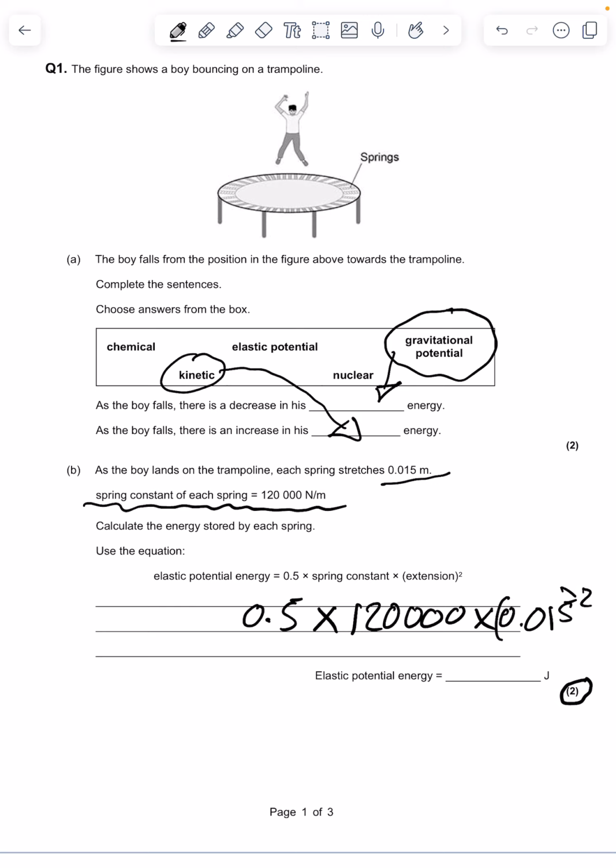So that's important that we square that extension, not square the whole calculation. If we square that, you can have a little go yourselves, and you will see it is 0.00225. So if we times this all together, you should get an answer of 13.5 joules.